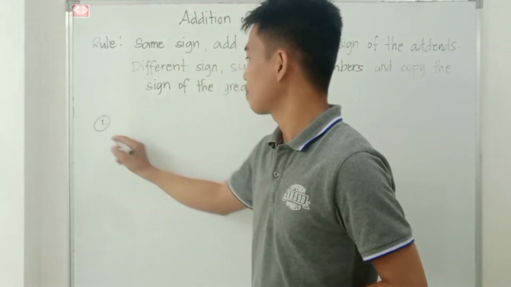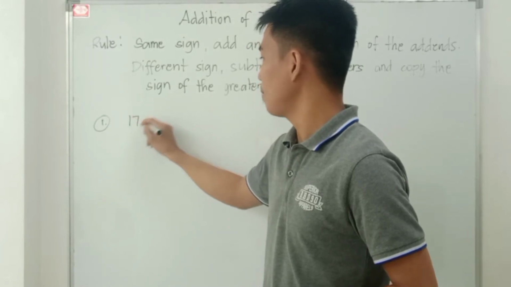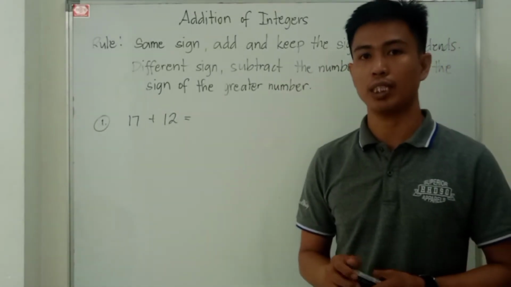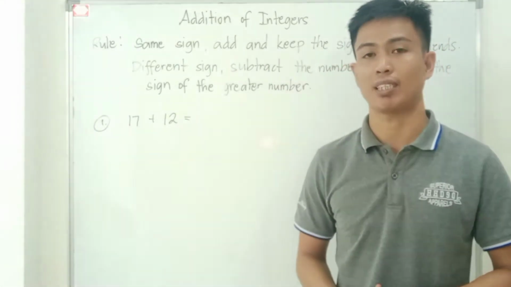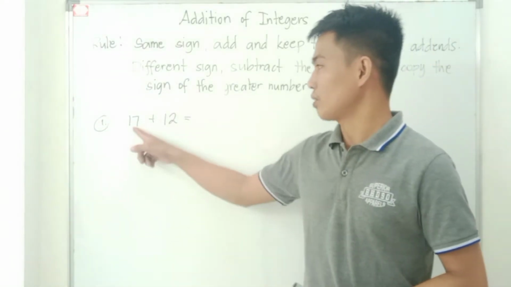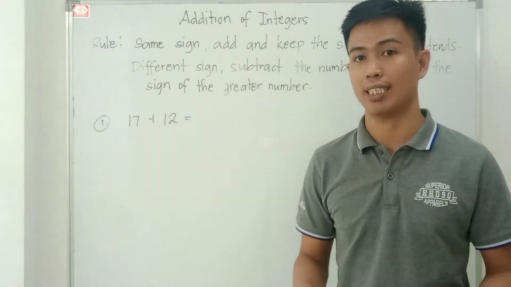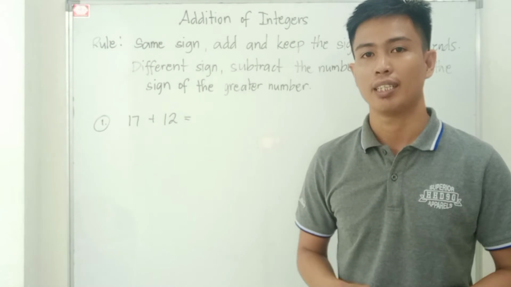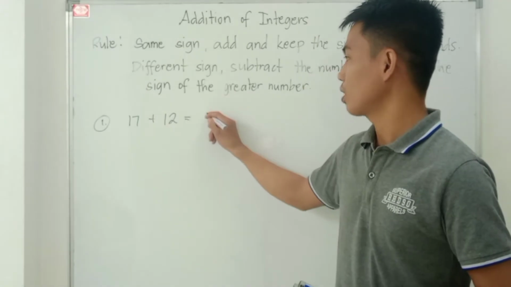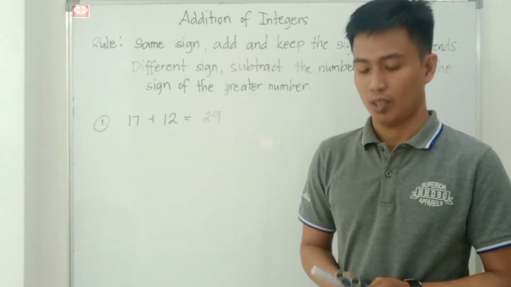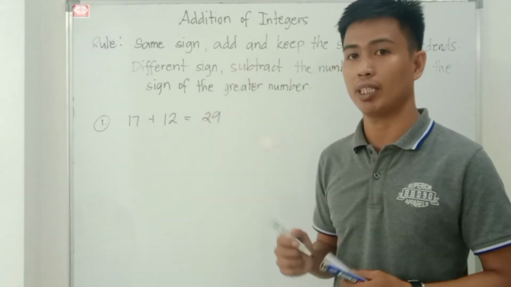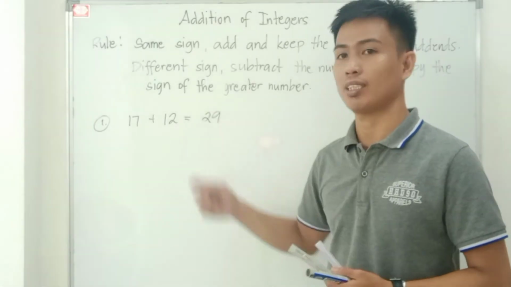So, let's say we have 17 plus 12. So, 17 plus 12, as you can see, this is an example of a positive number. Pag walang nakalagay na sign, that means positive yung dalawang number. So, since they are all positive, ibig sabihin parehas sila ng sign. So, what we are going to do is just add the numbers and copy the sign. So, adding 17 and 12, we will have 29. So, 29, since parehas positive yung given natin, so that means positive din yung sagot. And that is positive 29.